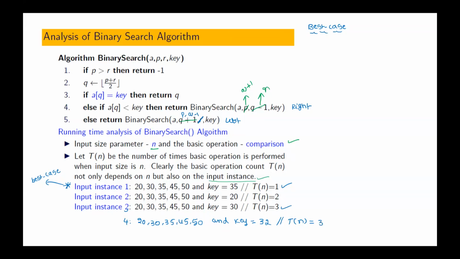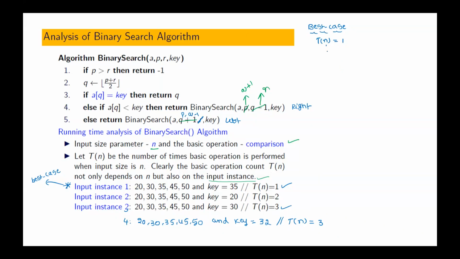Now you tell me what is the best case running time of this algorithm? What happens in the best case? The element at the middle position is our key. That means how many times is the comparison operation performed? One time. So we can write T of 1 equals 1. Is that correct?